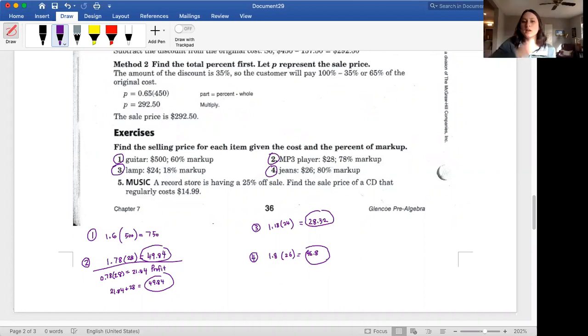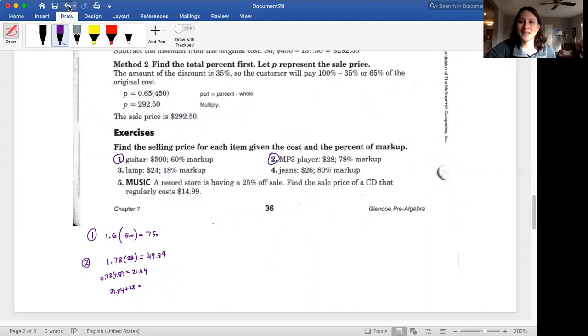So now we're gonna look at discounts. When we're looking at discounts, for example, you go to a store and they say, oh, this is 25% off. Really what you're doing is you're finding 25% of the original price and then subtracting that from the original price. So then it's that much cheaper. Okay, so let's take a look at an example first, and then we're going to do number 5 on the bottom.